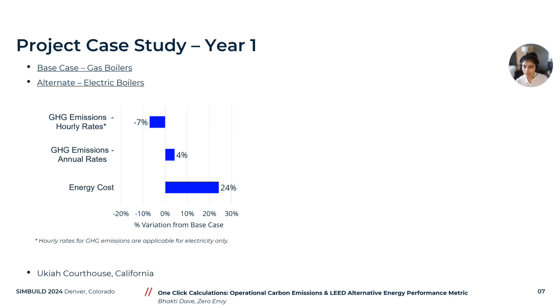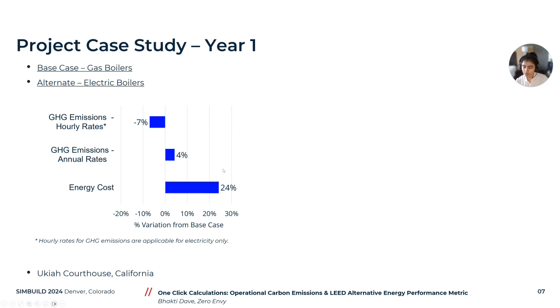The performance of the base case, which has gas boilers for heating, is represented by 0% on this graph. The performance of the alternate, which has electric boilers for heating, is represented as a percentage variation from the base case as seen by these blue bars. Now, a lower number or a bar on the left indicates that the alternate with electric boilers has lower emissions or costs compared to the base case with the gas boilers. On the contrary, a higher or a positive number and a bar on the right indicates that electric boilers have higher emissions or cost compared to the base case.